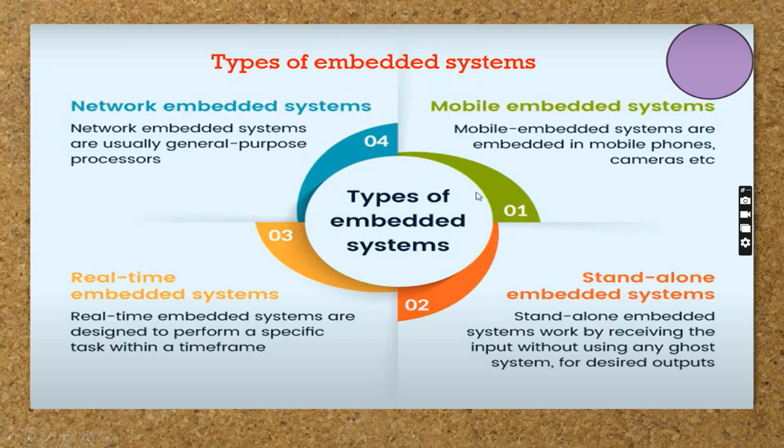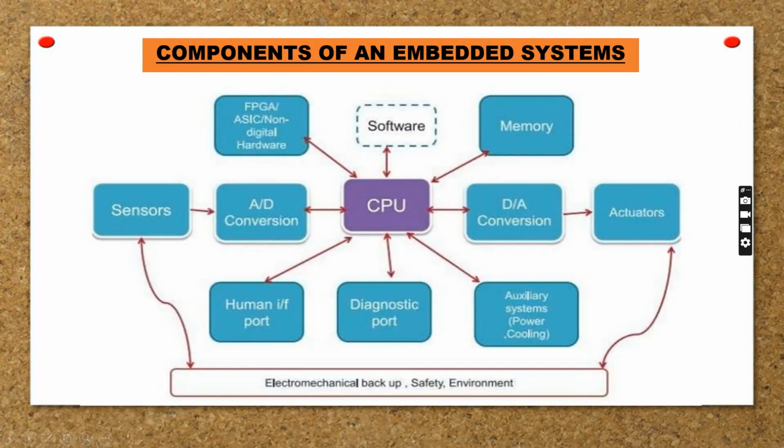frame, which is known as a deadline. Standalone embedded systems are computing devices designed to operate independently without relying on external connections or interaction with other systems. So there are many components of an embedded system. Let's know it one by one. Components of an embedded system includes central processing unit, which is a core component responsible for executing program instructions.